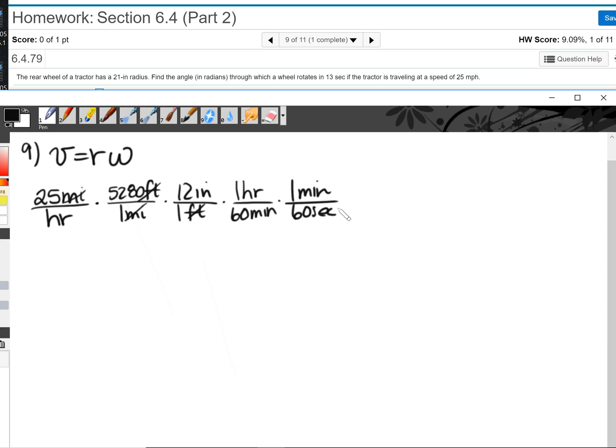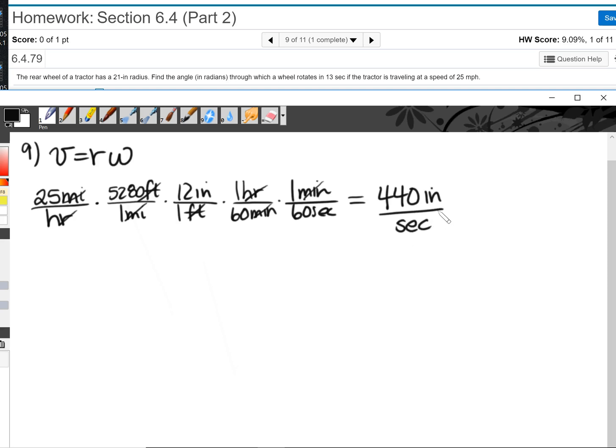Okay, so let's see what we have. My minutes are going to cancel, my hours are going to cancel. This is all good stuff. I'm going to have inches per second. So let's multiply this all out: 25 times 5280 times 12, and then divided by 60 and divided by 60 again. Thank goodness for dividing by those 60s. So we actually get 440 inches per second.